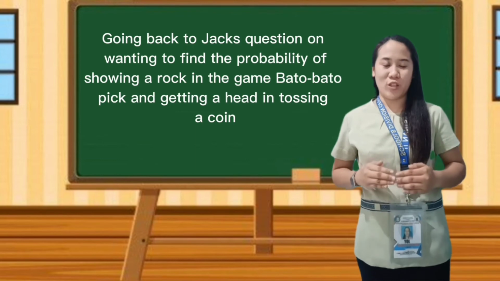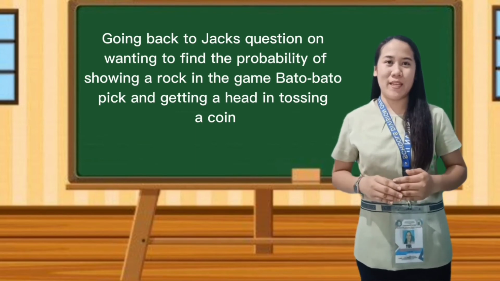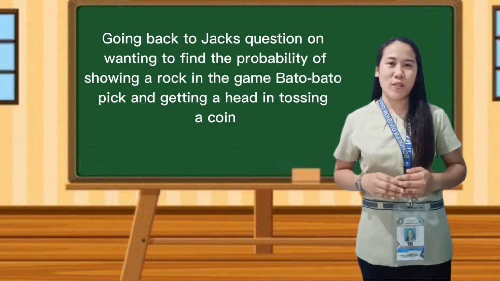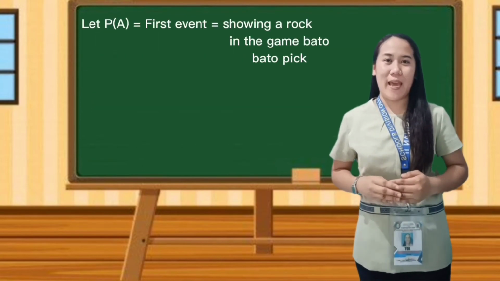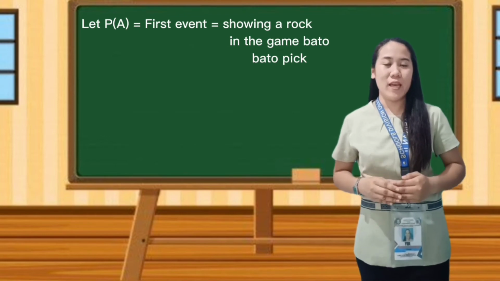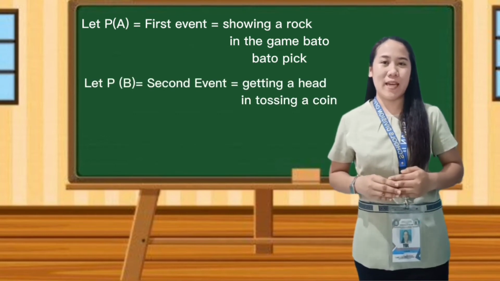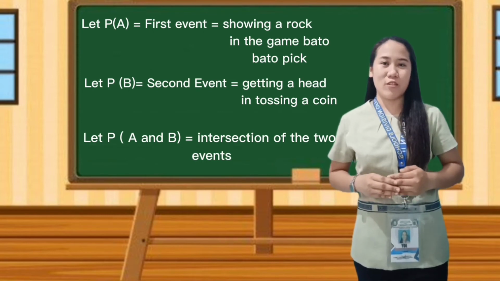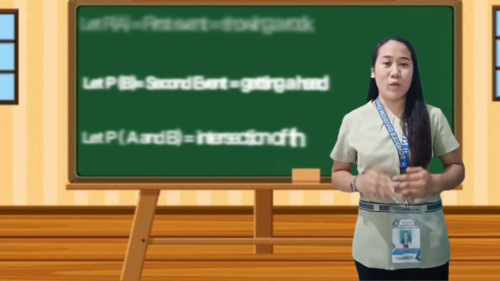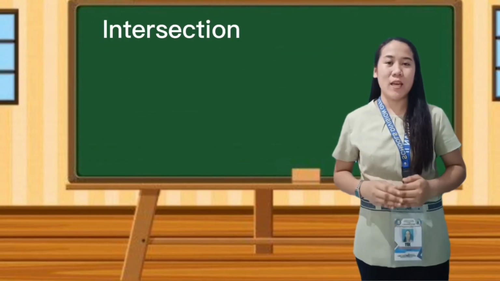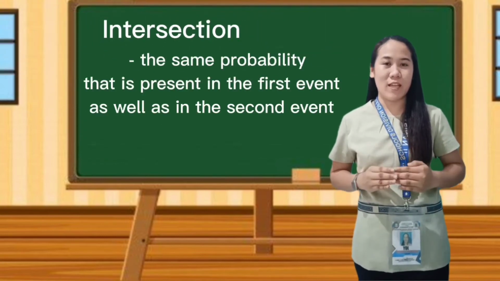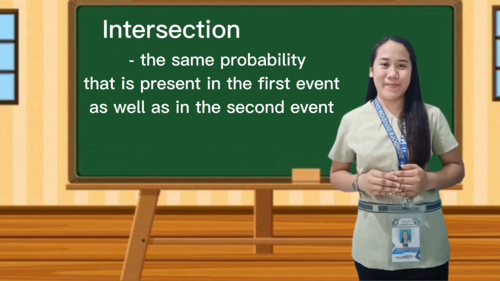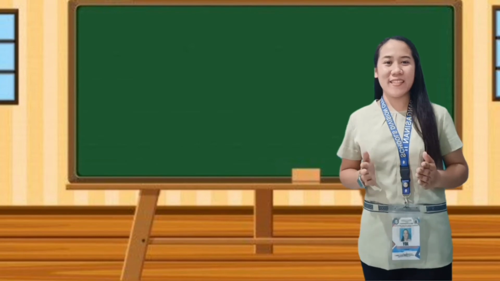Going back to Jack's question on wanting to find the probability of showing a rock in the game Bato Bato Pick and getting a head in tossing a coin, let probability of A be the first event and the probability of B be the second event, and the probability of A intersection B be the intersection of the 2 events. When we say intersection, it means the same probability that is present in the first event as well as in the second event. So here is the solution.